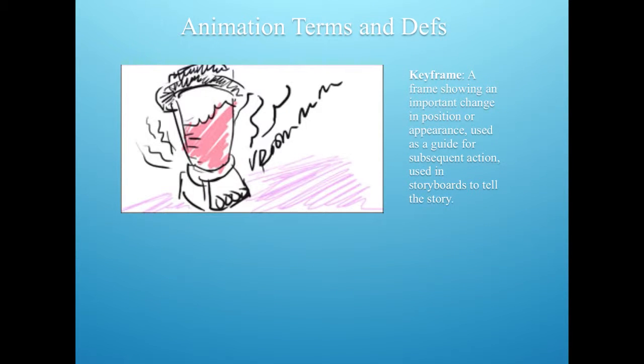A keyframe is a frame that shows an important change in the position or appearance of the objects. It's used as a guide for subsequent action, so anything that happens after it. You use it in your storyboards to tell your story. So whenever there's a significant change in the image, when something moves, when something is replaced by another image, then you want to have a keyframe.